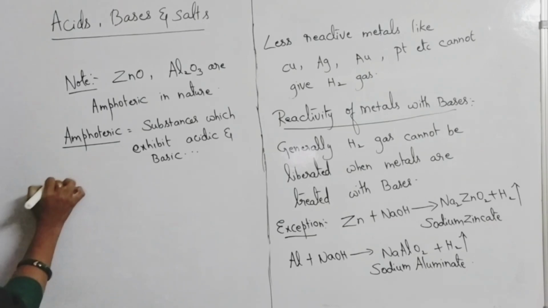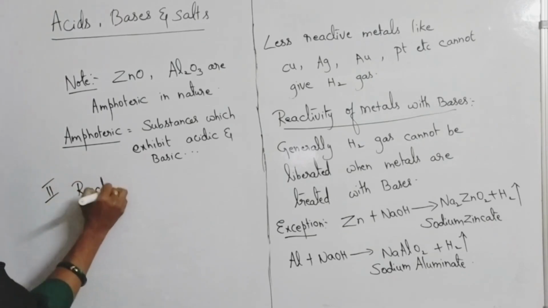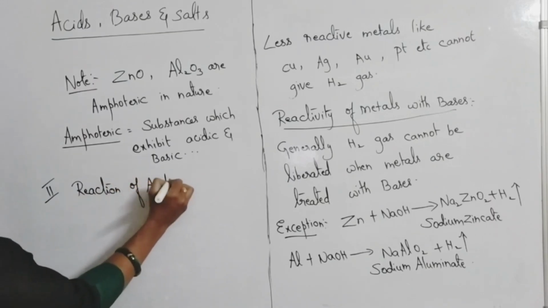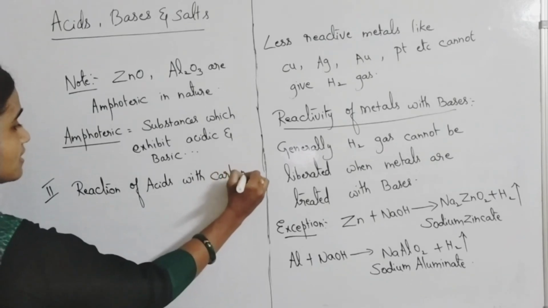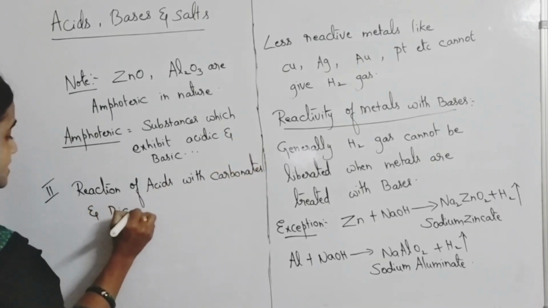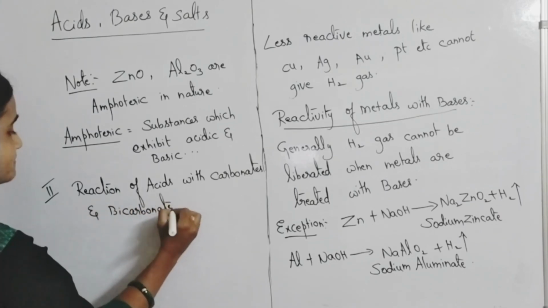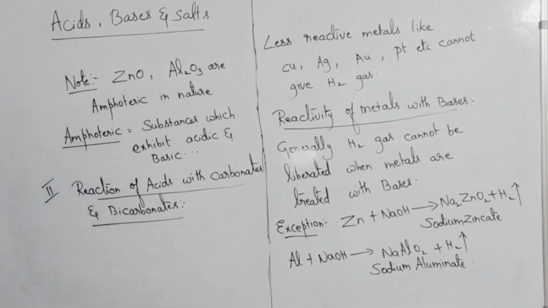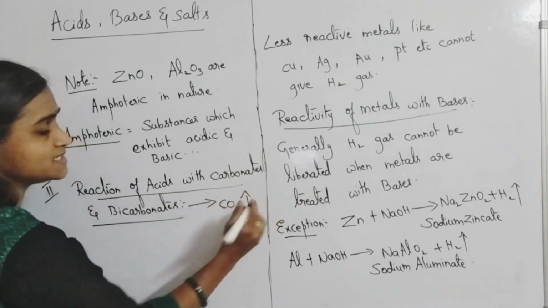Okay, second property is the reaction of acids with carbonates and bicarbonates. So carbonate salts generally, when they react with acids, give carbon dioxide gas. Which gas is liberated? CO2 gas is liberated. Please remember this point.